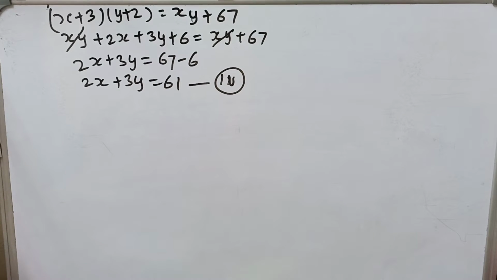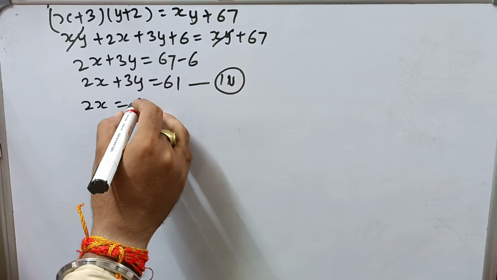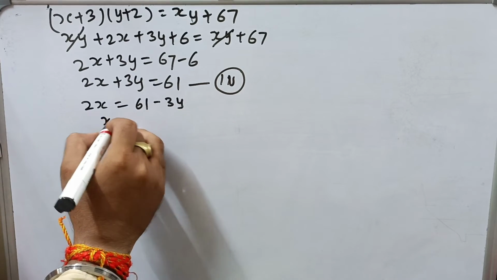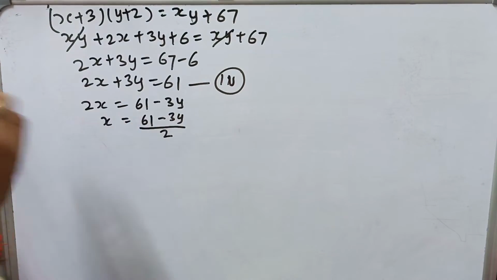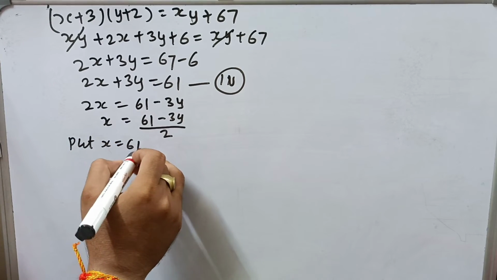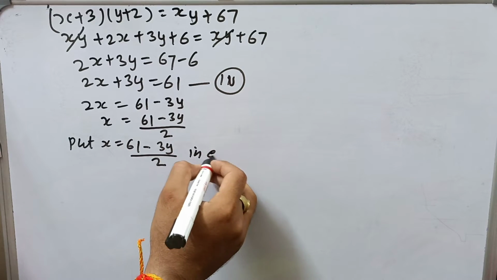Now, equation number 3 and equation number 4, if we look, we could multiply equation number 3 by 2, or we can use another method. Here we can separate 2x on one side, so it becomes 61 minus 3y. If we divide both sides by 2, then (61 - 3y)/2 is the value of x.